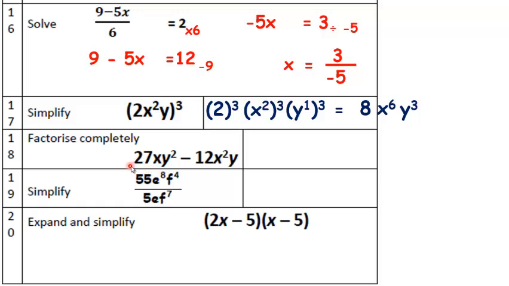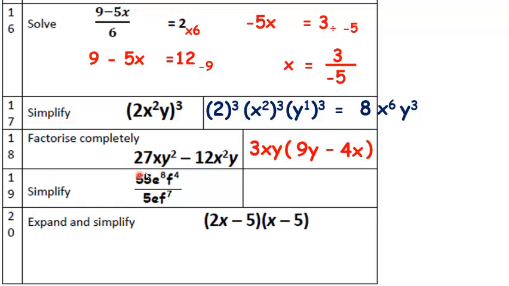Question 18. 27xy squared minus 12x squared y. So what number could go into 27 and 12? That's going to be 3. They both have x's in common, and they both have y's in common. So I'm going to have 3xy outside. 3 times 9 is 27, and there's going to be an extra y in there as well to give me the y squared, so that's 9y, minus 3 times 4 is 12, and I need to have an extra x in there as well to give me that x squared. Please study that carefully and make sure you understand how to do it.